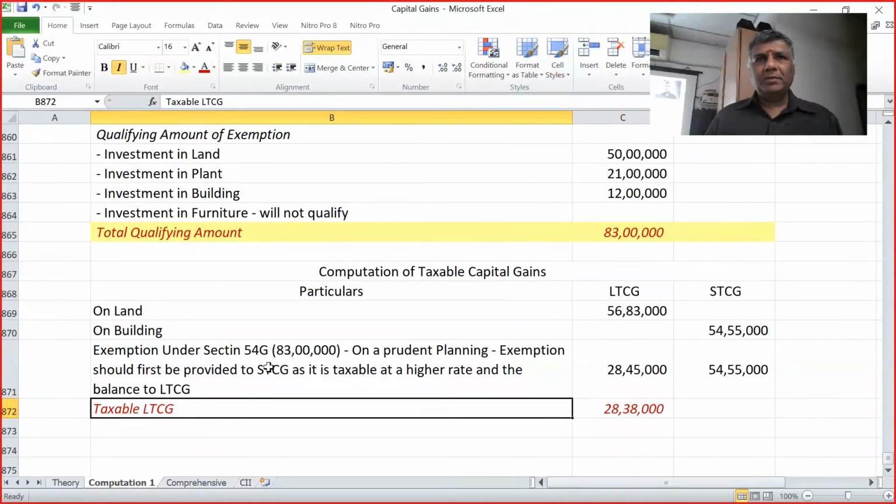Am I clear? You read and do the next question, because the next question is an examination question on 54G. It has come twice, I believe, with various data. The numbers might change, but you yourself read the next question and do it, please. I want you to try.